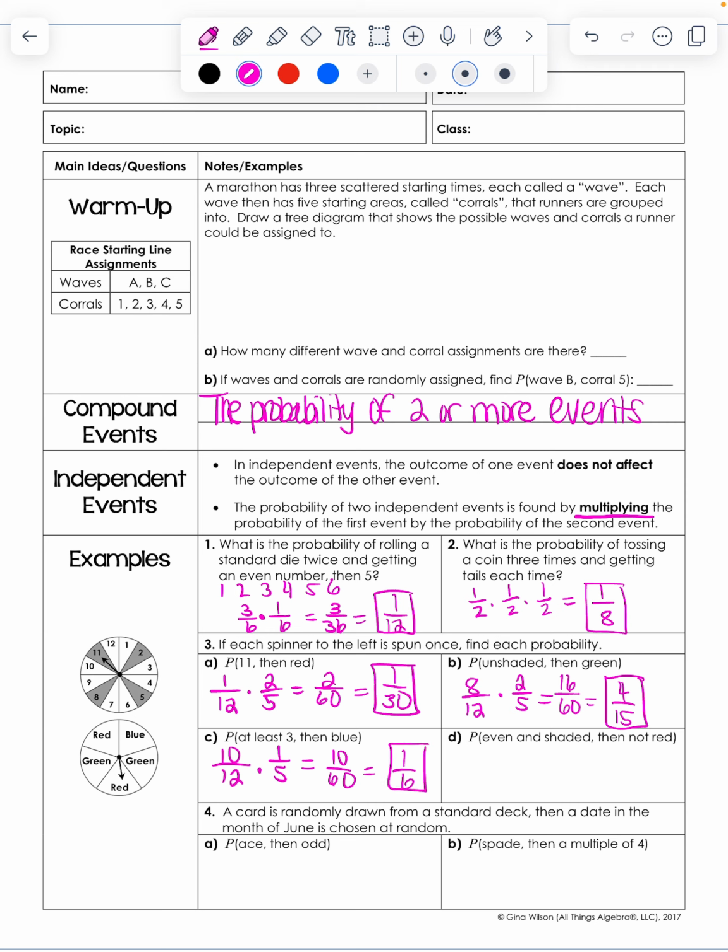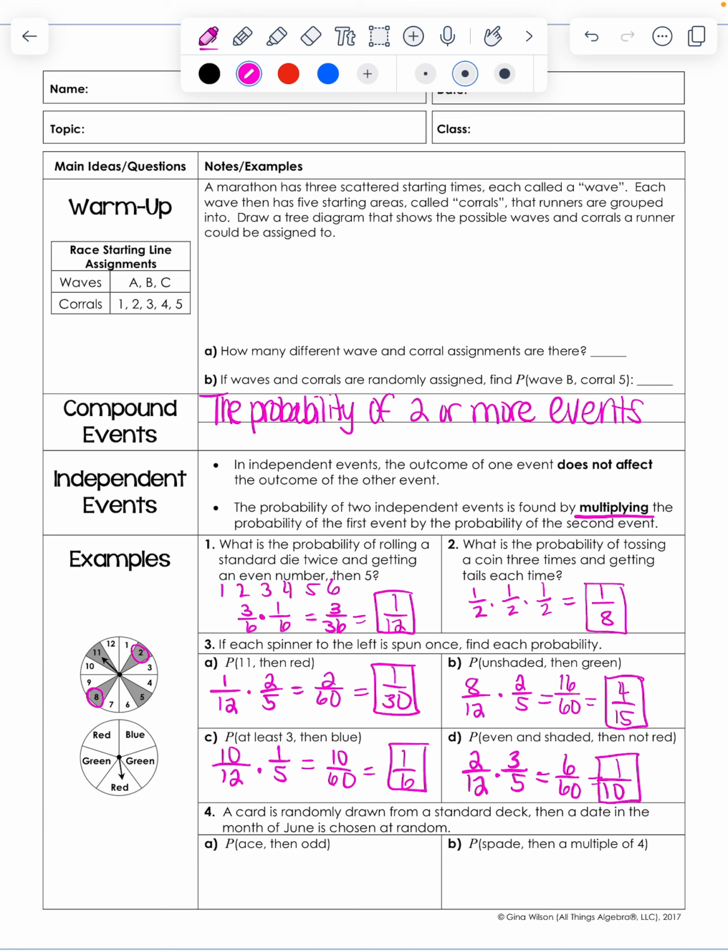And then the probability of it landing on an even and shaded. The evens that are shaded would be 2 and 8, so there's only 2 of them. 2 out of 12. And then not red would be any color but red. There's 3 that are not red on that spinner. That would equal 6/60. 1/10 would be our final answer.